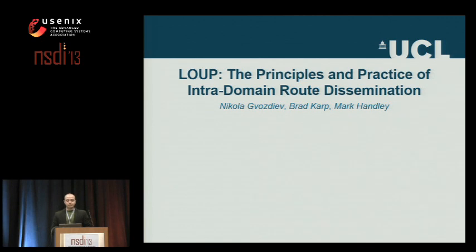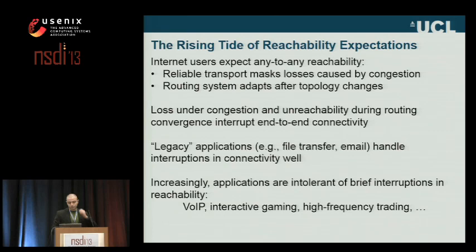Today I will show you how to make the internet better for applications which cannot tolerate even short periods of unreachability, which is work that was done at UCL by me and my supervisors. So today users expect constant end-to-end reachability when they use the network. For example, when I connect to a server, I expect my connection to behave as a physical direct line from me to the server.